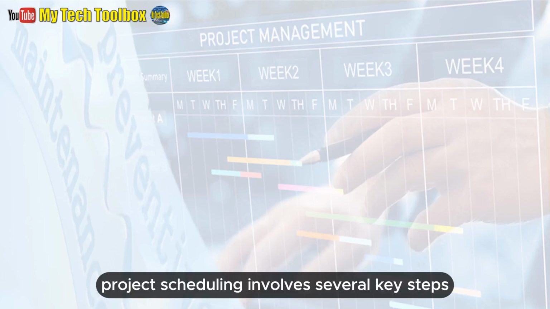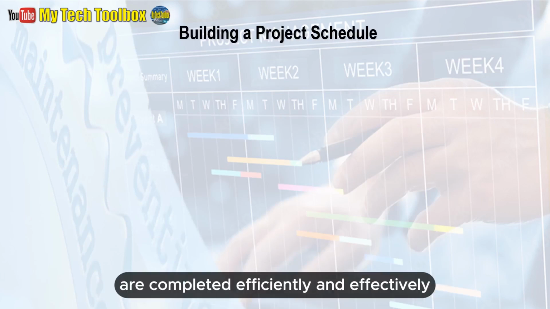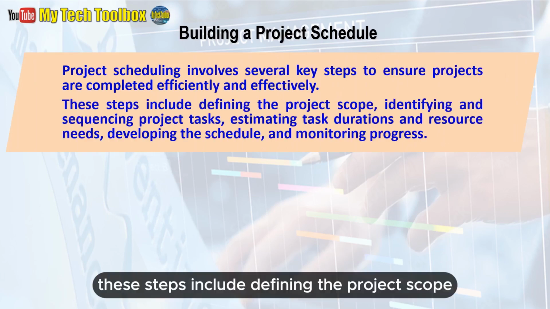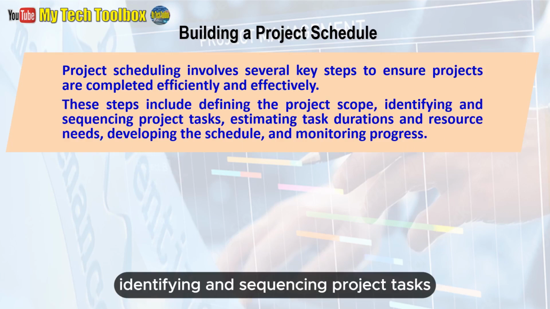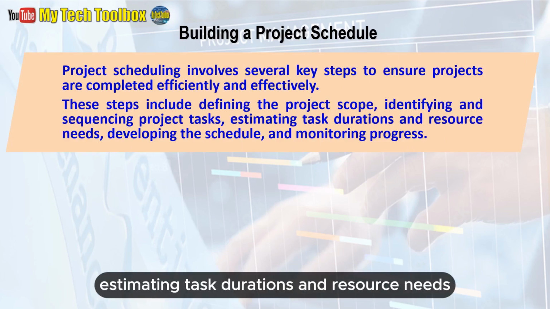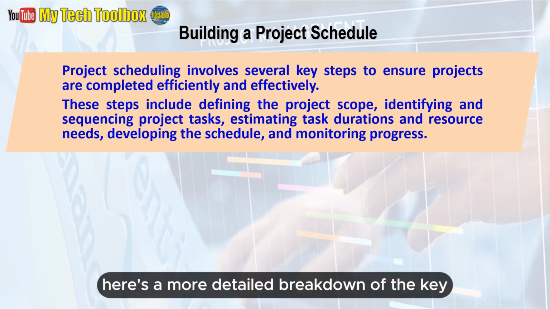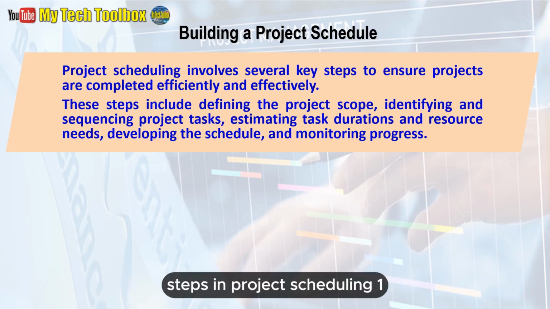Project scheduling involves several key steps to ensure projects are completed efficiently and effectively. These steps include defining the project scope, identifying and sequencing project tasks, estimating task durations and resource needs, developing the schedule, and monitoring progress. Here's a more detailed breakdown of the key steps in project scheduling.